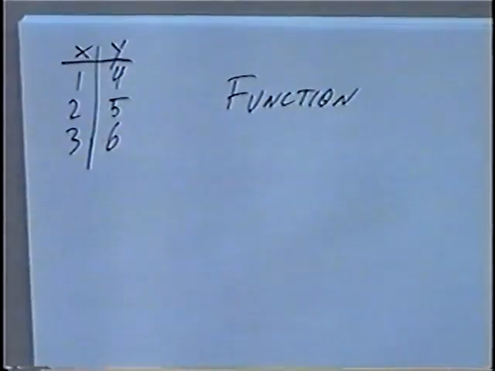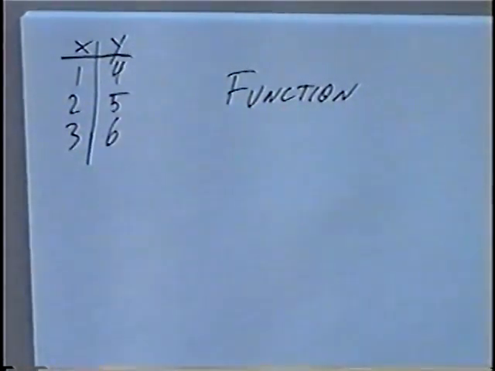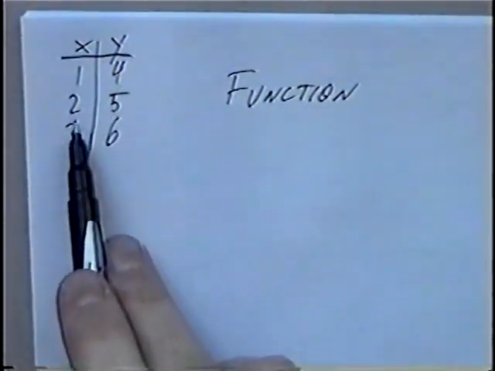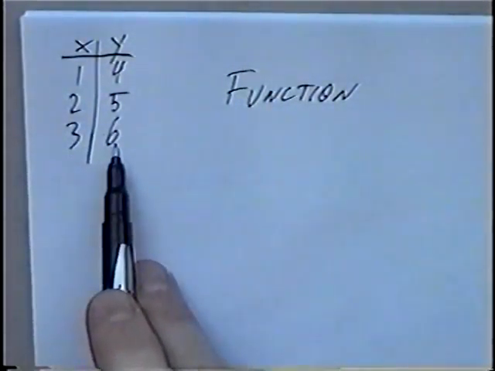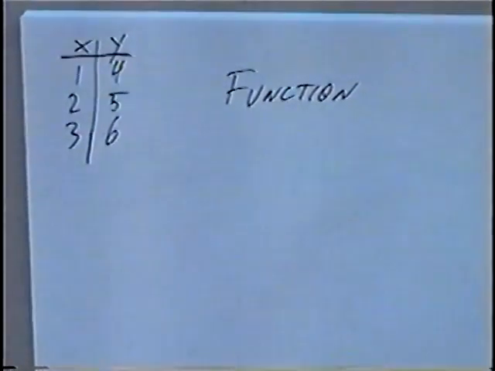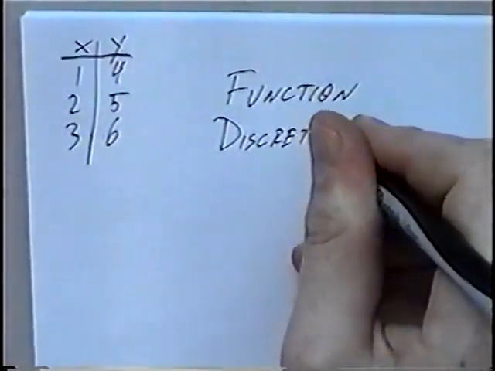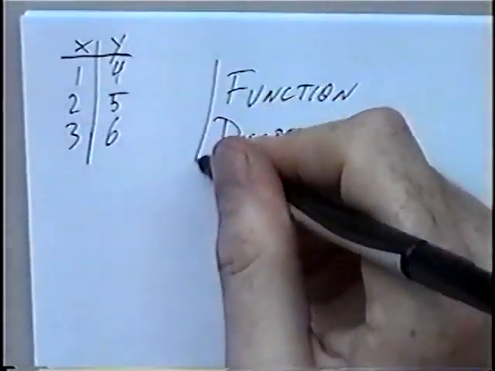The second question, is it discrete or continuous? Looking at a table of values, there's 3 points: 1, 4; 2, 5; and 3, 6. There are 3 points in this graph, or a set of points, which will make it discrete. Anytime you can count up the number of points, it would be discrete.